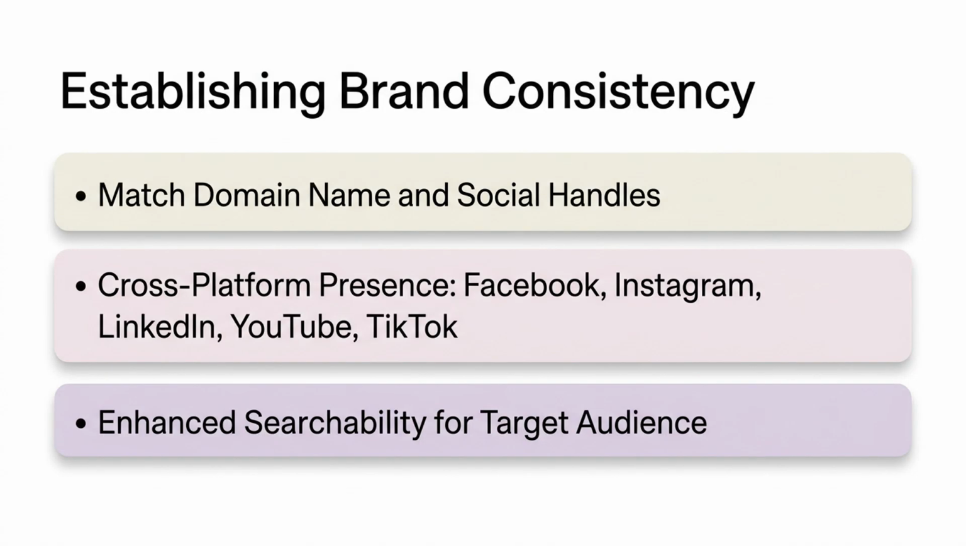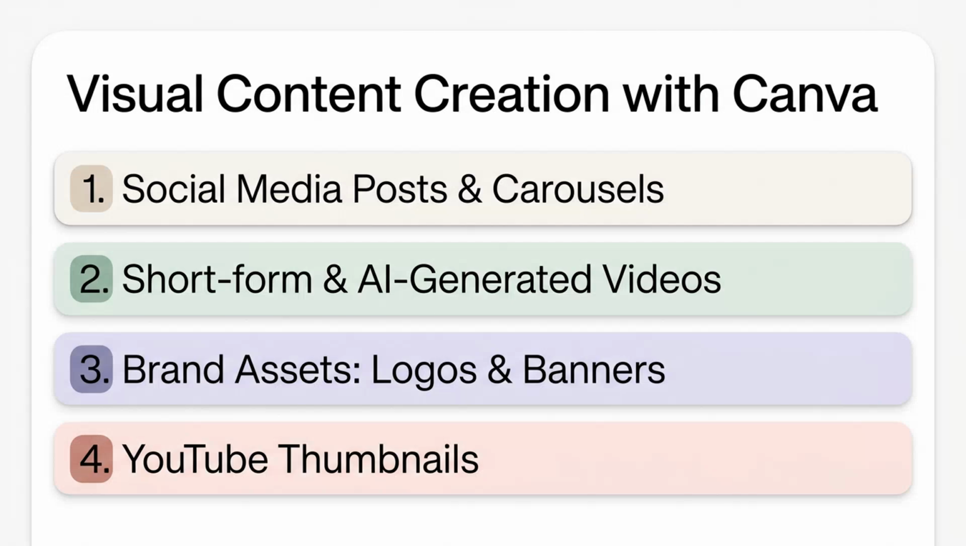Let us jump right into establishing your brand identity across digital platforms. When building a brand, consistency is your most valuable asset. If a customer searches for your business name, they should be able to find the exact same handle whether they are looking on Facebook, Instagram, LinkedIn, or TikTok. Matching your social media usernames to your primary website domain ensures that your audience never gets confused and your professional credibility remains intact. To execute this cross-platform strategy, we rely heavily on visual design tools like Canva.